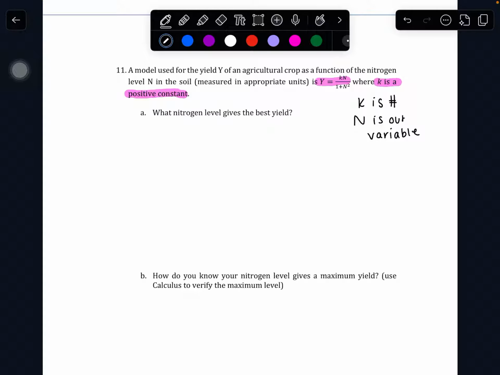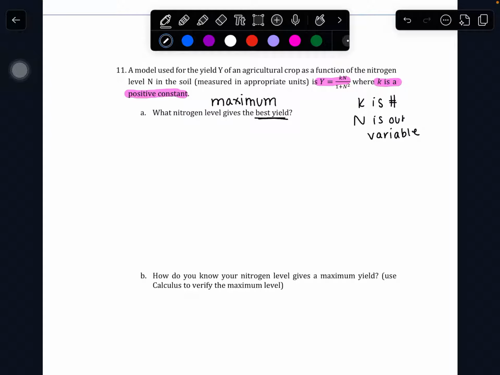Again, let's not freak out. Let's treat K like any other number. We're not going to plug in a number for K. We're just going to leave it as K, all right? So I'm talking about the best yield. So I have a function. I want to find the best of something, so I just want to find the maximum here.